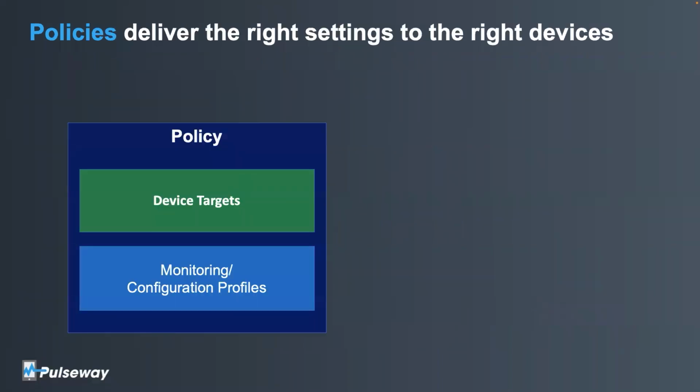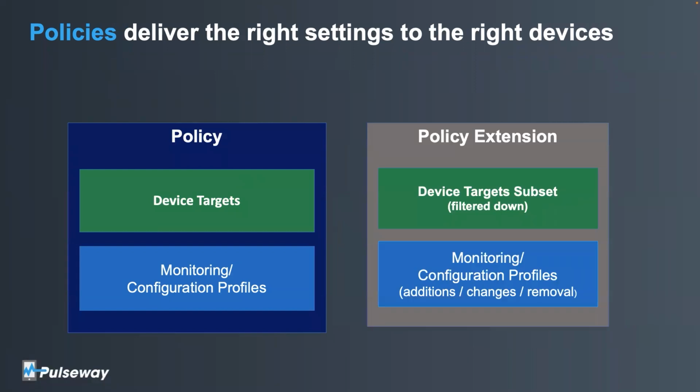Just to reiterate that point, you've got the policy which has the device targets, and then also the profiles. That's fairly easy, not too different to what you're used to. Now, the policy extensions allow you to create a subset by filtering down the set of targets you have in your policy. You can then use the extension to define a subset of targets that your changed profile can then apply to.